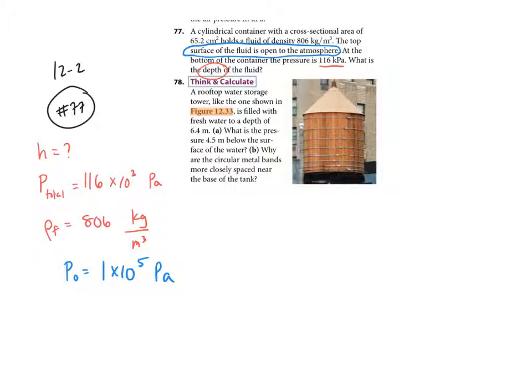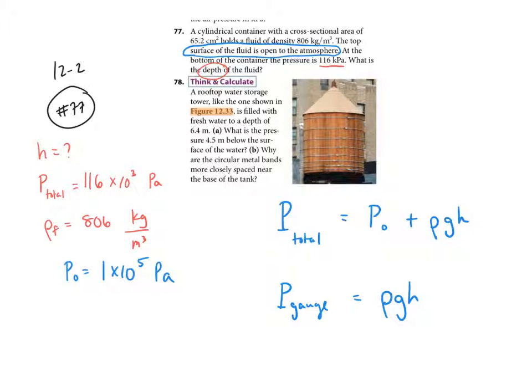And we have two options pretty much here. We can start with either looking at what's called total pressure, that being P0 plus rho GH, or we can look at what's called gauge pressure, which is just rho GH. Which of these am I going to use in this problem?